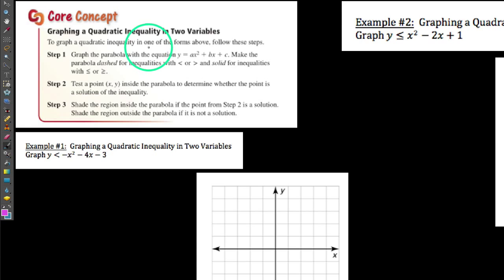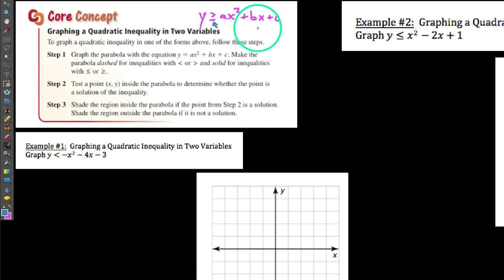So to graph a quadratic inequality in one of the forms above, follow these steps. In one of the forms above, we're going to have something that maybe looks like this right here. I didn't list the so-called forms above, but this is a quadratic inequality that has two variables. The only difference between a quadratic equation and a quadratic inequality is that we have a greater than or equal to, less than or equal to, greater than, or less than relationship between our y side and our x side.